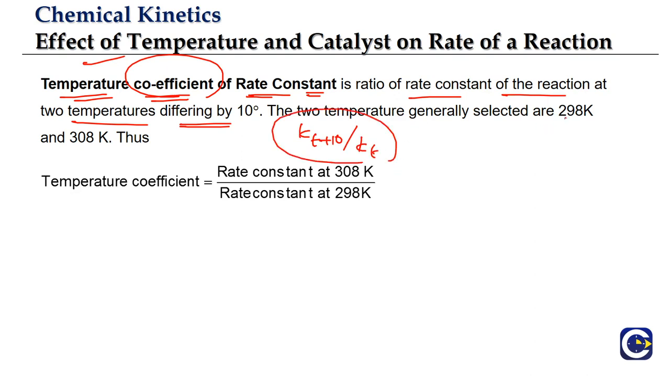But usually we will take the two temperatures to be 298 and 308. So we'll define the temperature coefficient of rate constant as the rate constant value at 308 Kelvin divided by the rate constant value at 298 Kelvin. And as we have been talking about it, for a good number of reactions, this value will be approximately 2. So this is what we call the temperature coefficient of rate constant.